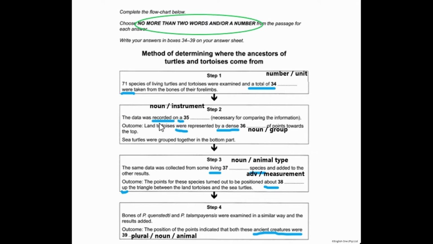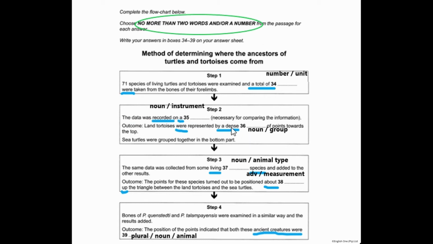For this one here, I have "recorded on a". The data was recorded, and just afterwards, "necessary for comparing the information". Immediately, I'm thinking of some sort of instrument. I can't help but think of, for example, the seismology that we use to measure seismic activity. I mean, it's got nothing to do with this, but my brain just goes there. So I'm thinking instrument of some kind, perhaps a graph, and it is obviously a noun. So that's what I'm going to look for. So wherever there's data, that's what I'm going to look for.